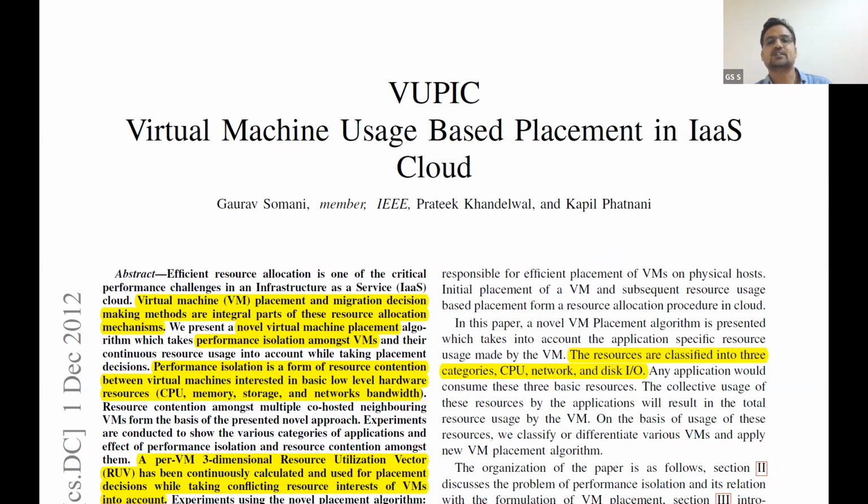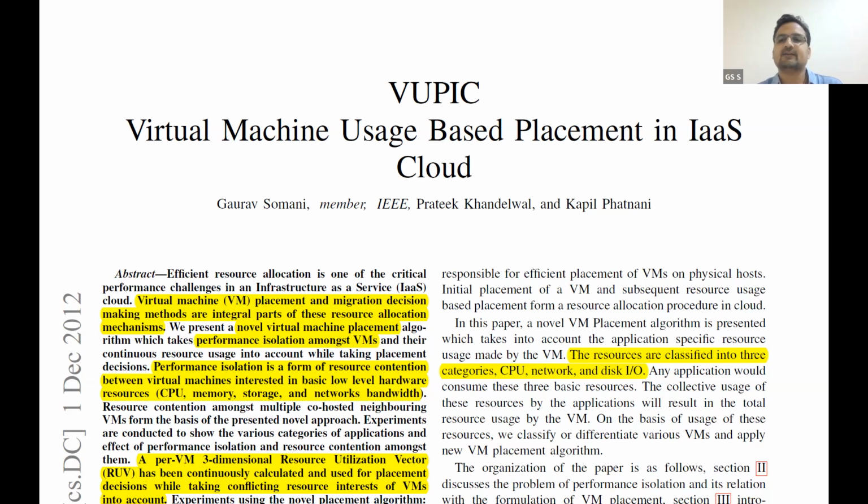So virtual machine usage based placement in cloud, in IaaS cloud. What they do essentially, for every virtual machine, they create a vector. This vector is known as resource vector. Resource vector tells things about basic resources like CPU, how much you want, memory, how much you want, network, how much you want, and disk, how much you want. How much means what is the kind of utilization you want of such resources. So there can be three kinds of utilization: high, moderate, and low.